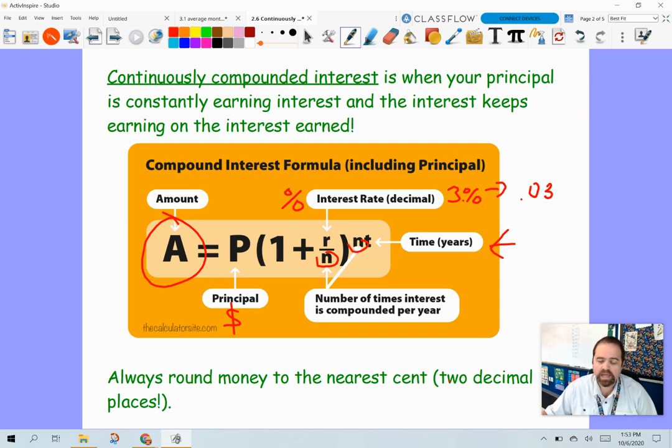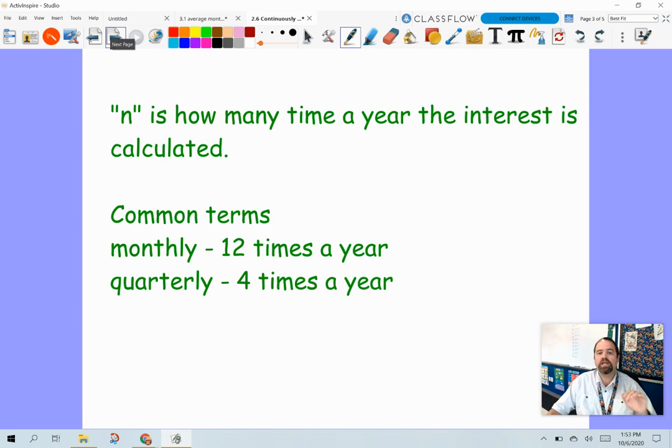Okay, so again, the two things that you need to know, these are pretty common for your values for N. Some of these you'll be investing your money monthly. It'll be calculated monthly, which means 12 times a year, and sometimes it'll be done quarterly, which means 4 times a year. Now, quarterly, just think four quarters in a dollar, right? 4 quarters in a basketball game. Just kind of keep that in the back of your mind. All right, so let's jump in and do one of these.